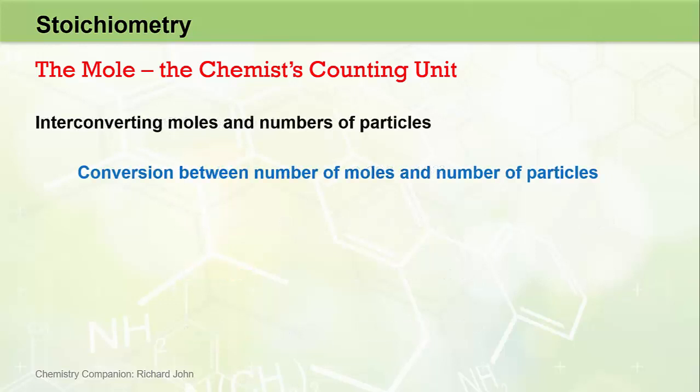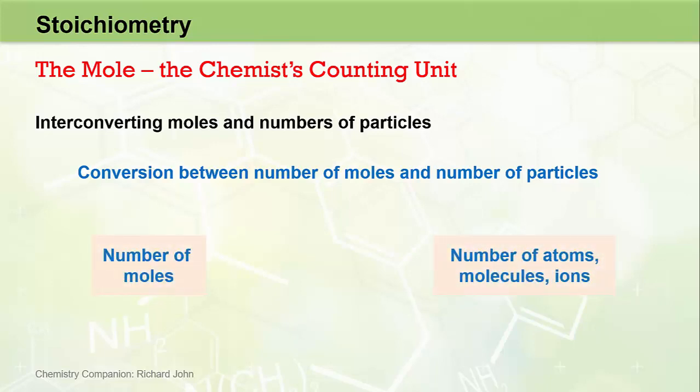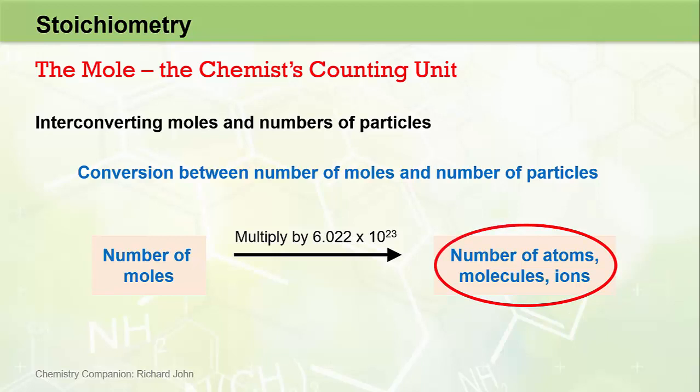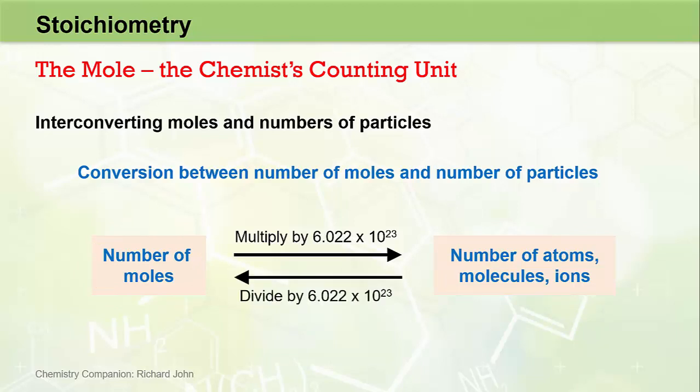Now, this concept is very important because there are many occasions where we want to be able to interconvert between the number of moles of matter and the number of particles. So, for example, if we started with the number of moles of a substance and we wanted to work out how many atoms, molecules, or ions we had, we would simply multiply the number of moles by Avogadro's number. If, on the other hand, we started with the number of atoms, molecules, or ions and we wanted to work out how many moles we had, we would divide that number by Avogadro's number.